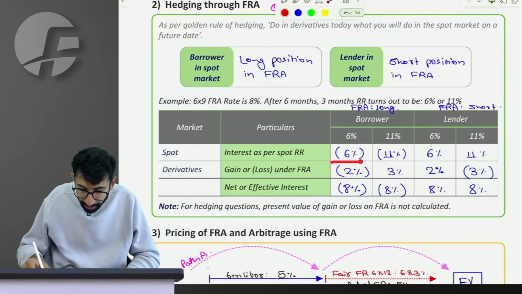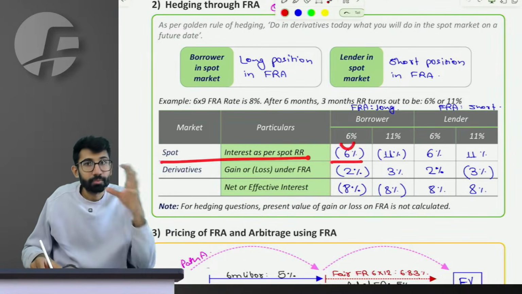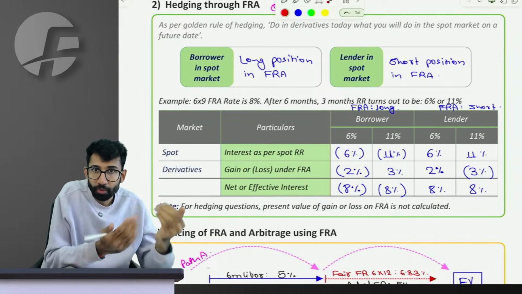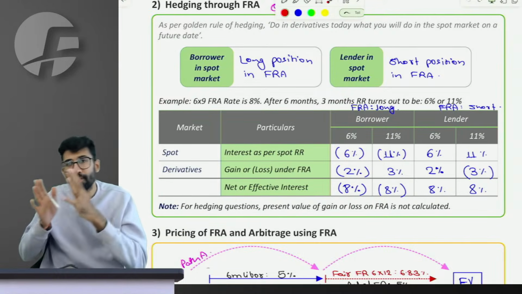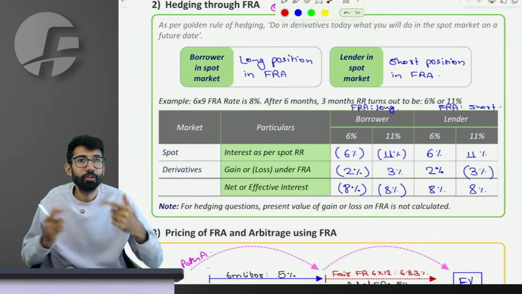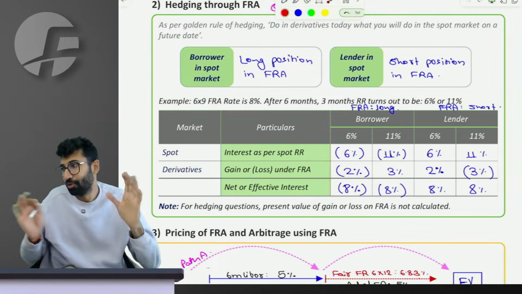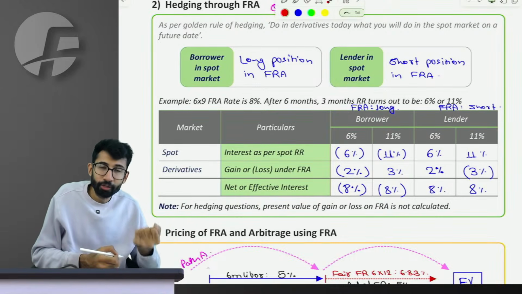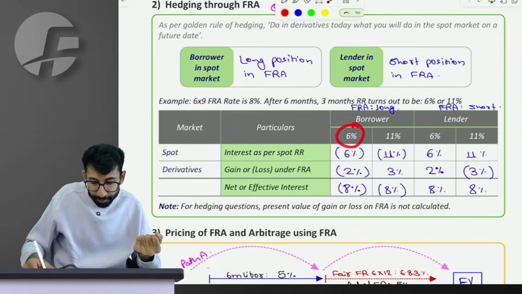So if the rate is 6 as a borrower in the spot market, please imagine again there are 2 markets. The spot market where the actual borrowing and lending with the bank happens. Another is the derivative market where this contract is being entered. All these terminologies come from the chapter of derivatives, if you all understand. Correct?